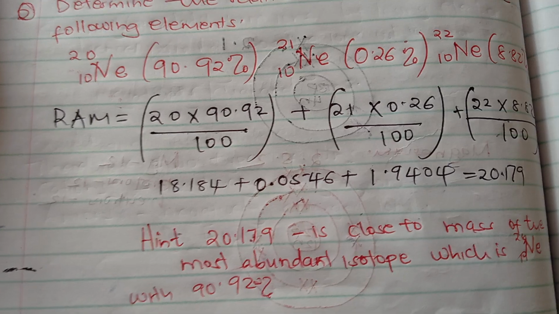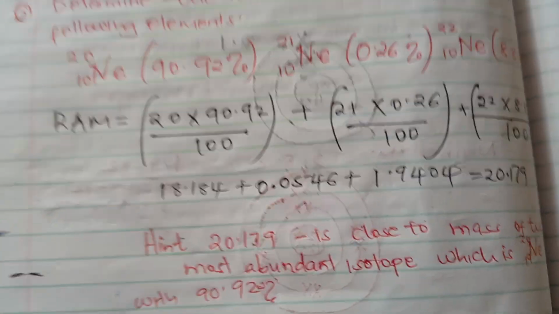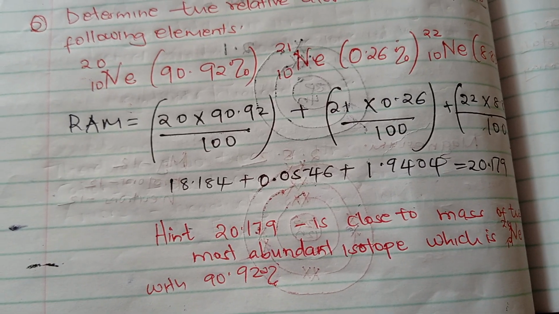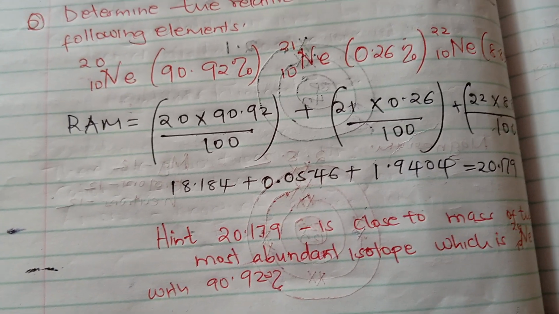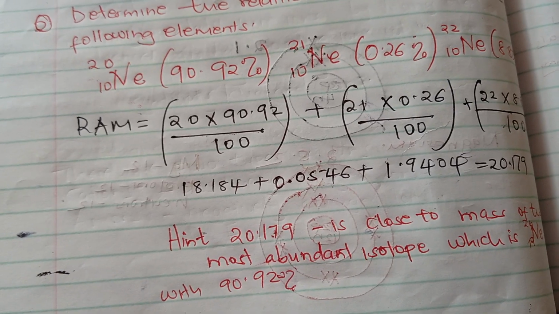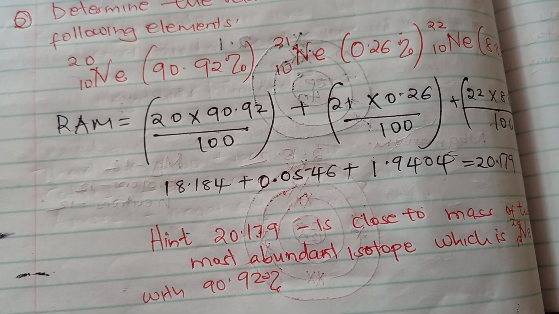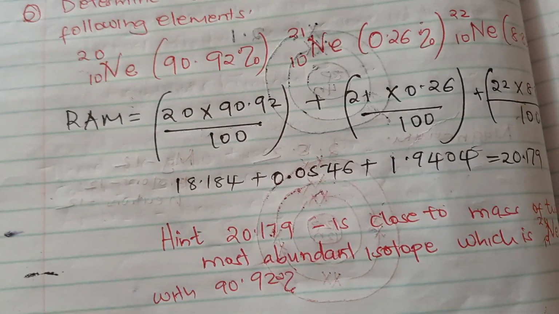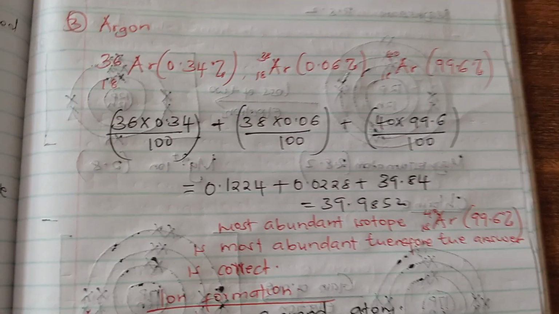That shows the most abundant isotope. The RAM is always close to the mass of the most abundant isotope. And in this case, the most abundant isotope is neon 20. That's why you are getting something closer to 20. That is 20.179. The third example is for argon.